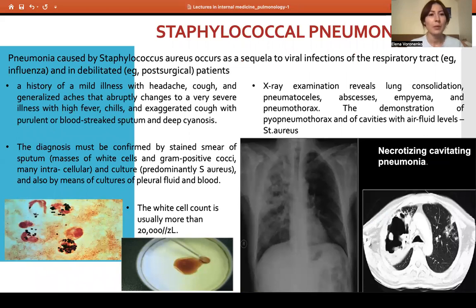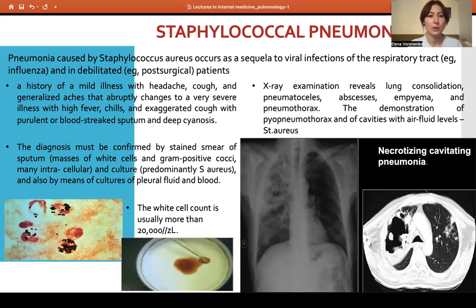Staphylococcal pneumonia. Pneumonia caused by Staphylococcus aureus occurs as a sequela to viral infections of the respiratory tract and in debilitated patients. There is a history of a mild illness with headache, cough, and generalized aches that abruptly changes to a very severe illness with high fever, chills, and exaggerated cough with purulent or blood-streaked sputum and deep cyanosis.